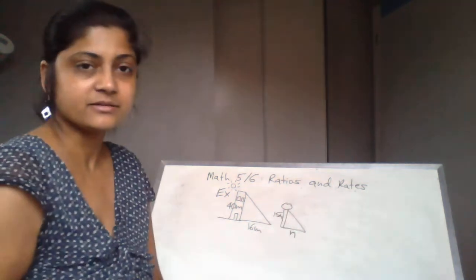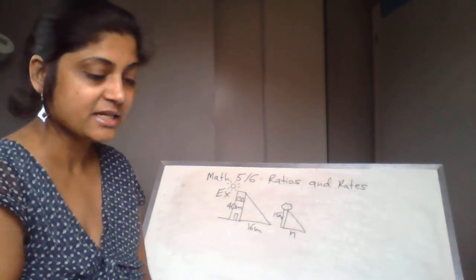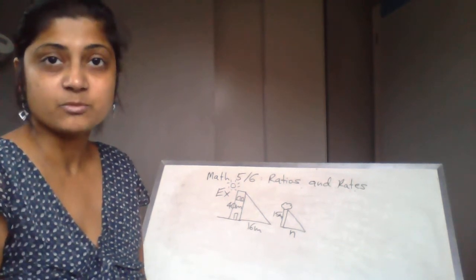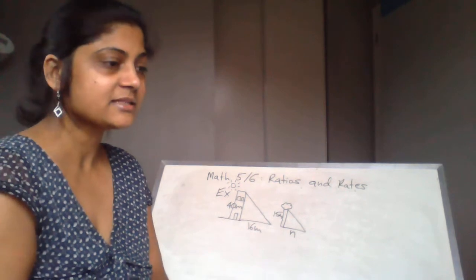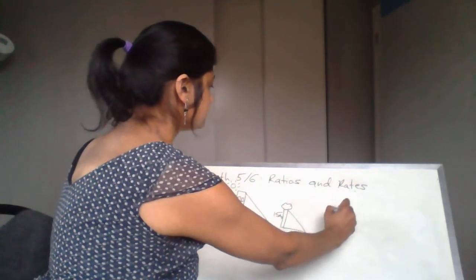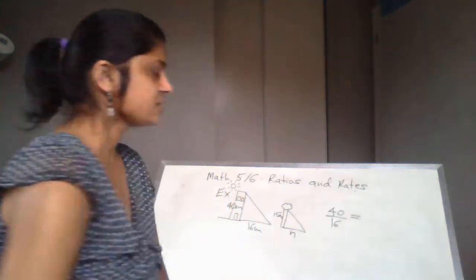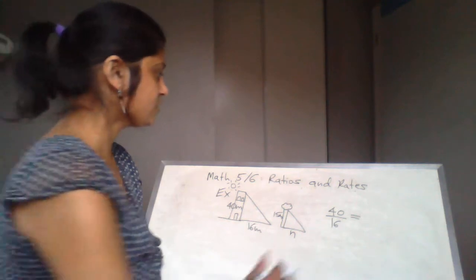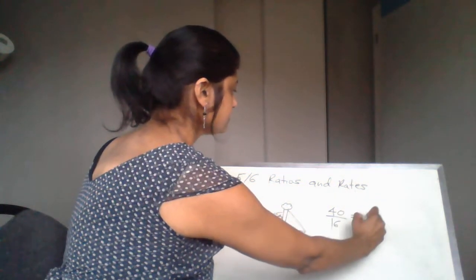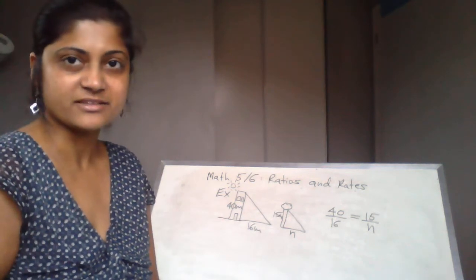So I'll just put n, okay? So this is the shadow of the tree that we are looking for. And I can see it is basically a proportion, okay? And that's how we are going to write it out. So let's do 40 over 16, like this, okay? And it's equal to 15 over n. Okay, so just like this.